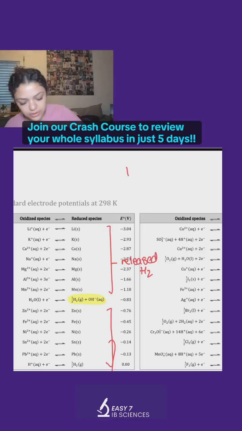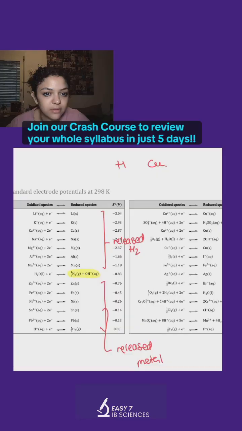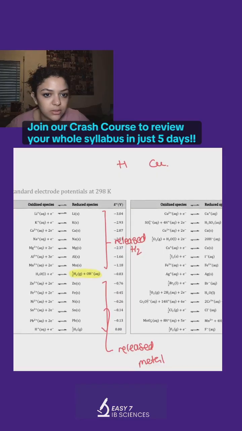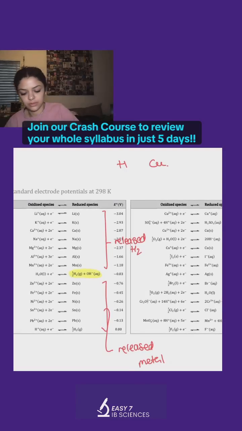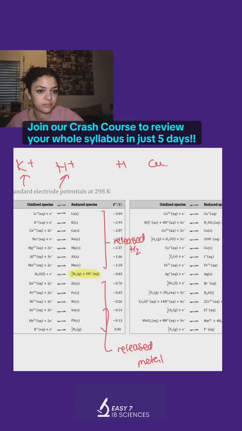Okay, so if hydrogen and copper, which one's released? If it's less reactive, the metal's released. Which one's released? Very good, Patrick. So what do I mean release metal? In your cathode, you can either release the metal or you can release the hydrogen. If it's less reactive, so below it on this table, my metal is going to be released. If it's more reactive, so above it, my hydrogen is going to be released.